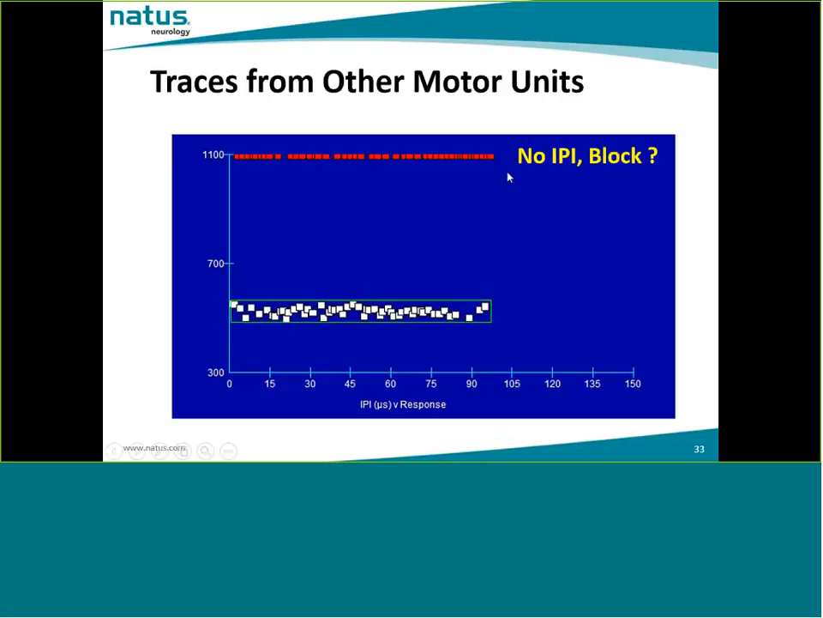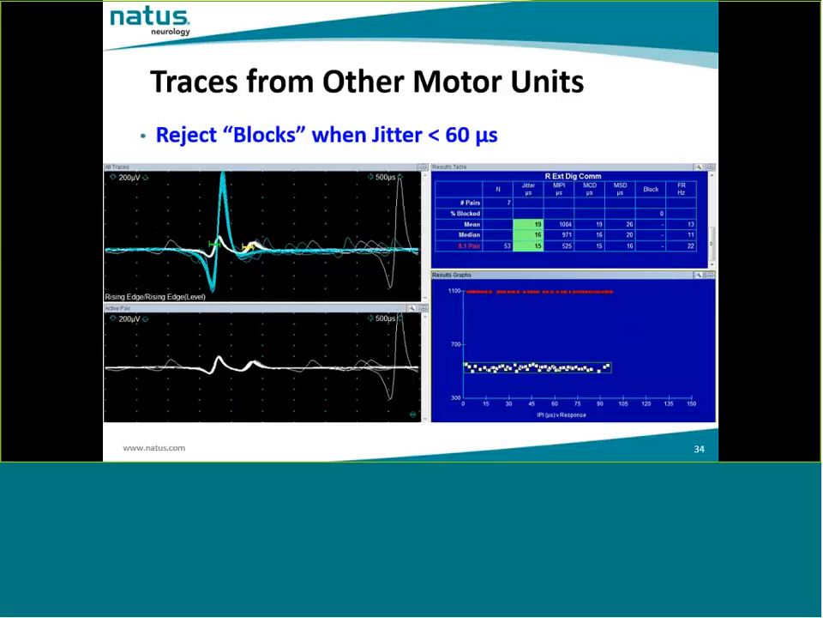So if there is no interpotential interval, is it a block? And if it's a block, is it a real block or a technical block? So what the program does, it measures the jitter, and in this case it was 15 microseconds, and we know that we cannot have blocking when the jitter is normal. So these blocks must be technical blocks, and these traces are excluded automatically by the program.